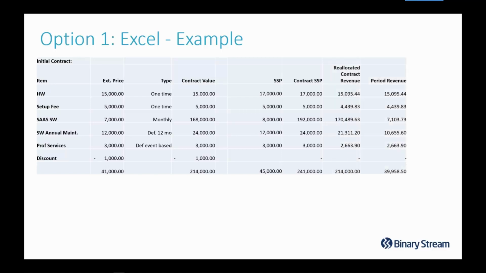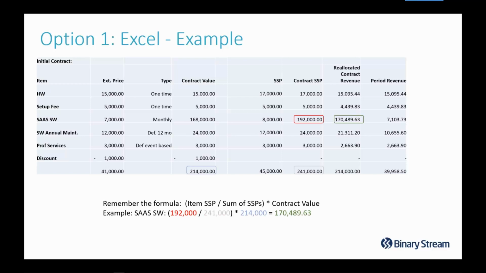Well, let's reallocate. I've done all the math here in the reallocated contract revenue based on the standalone selling price compared to the contract price. And now I come up with $214,000. But you'll notice the $15,000 contract value in the third column is not the same as the $15,095 in the sixth column, and so on and so forth. This is what you do in a spreadsheet, and then you enter the journal entry to go ahead and recognize all that information. There's your formula.